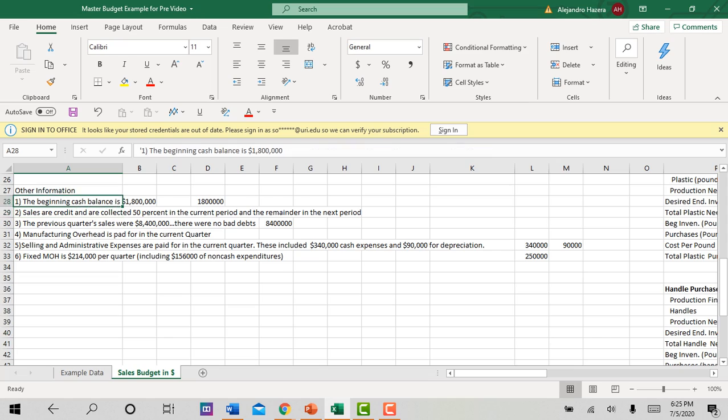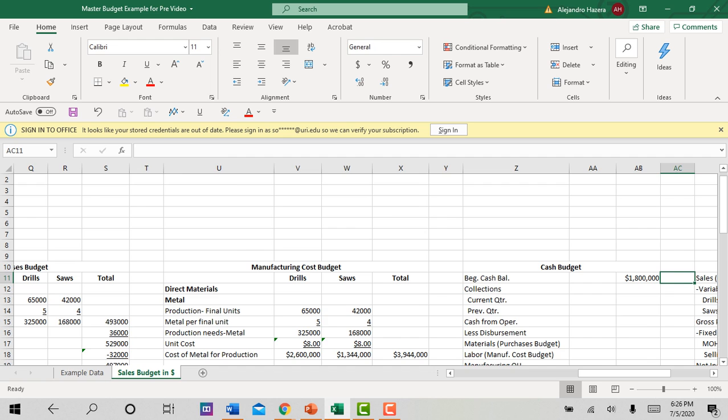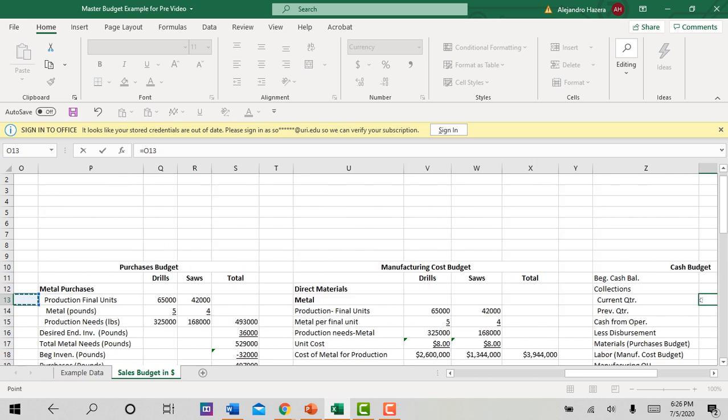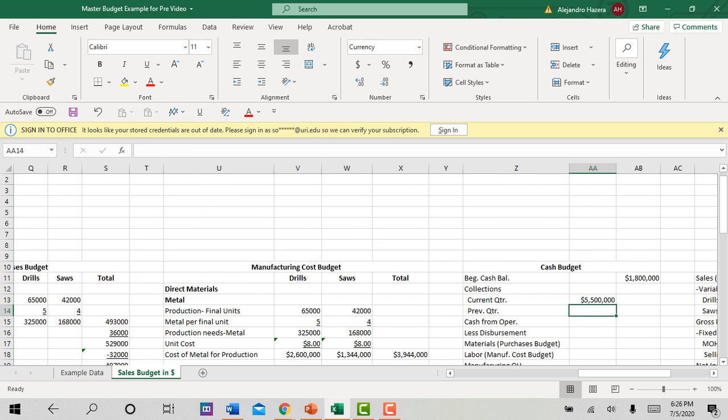If you look at the way the cash collection for this budget is set up, the current quarter's sales are from the sales budget, $11 million, and I'm going to take those times 0.5 or 50% because one half will be collected this period and one half will be collected next period. So your cash collections for the current quarter are $5,500,000. Now for the previous quarter, you need the previous quarter's sales, and you take that times 50%.